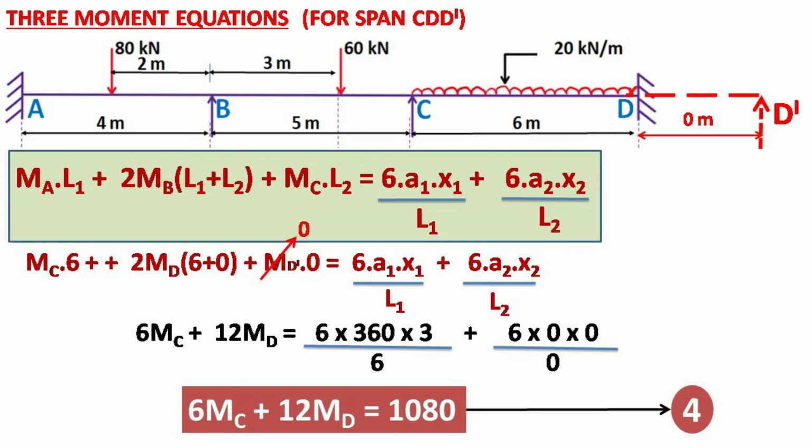We know moment at D dash is equal to 0, L2 is equal to 0 and also A2 is 0. So the final equation becomes 6 times MC plus 12 times MD equals 6 times 360 times 3 divided by 6. That is equal to 6 times MC plus 12 times MD equals 1080. This is our equation 4.